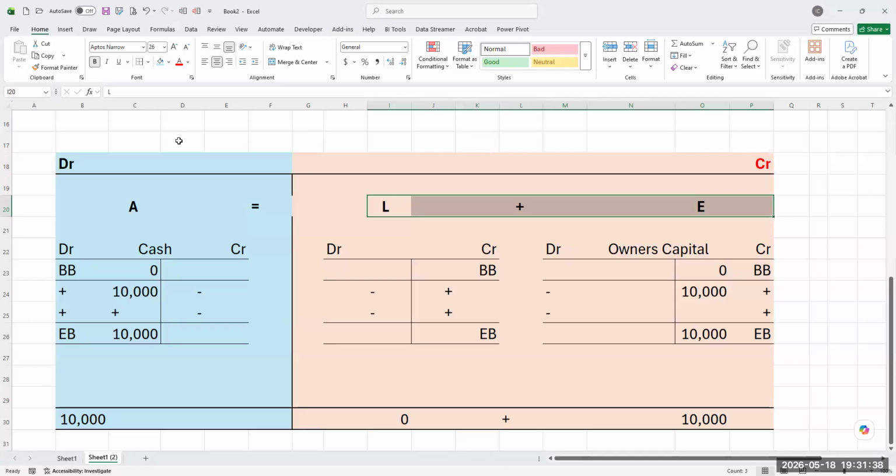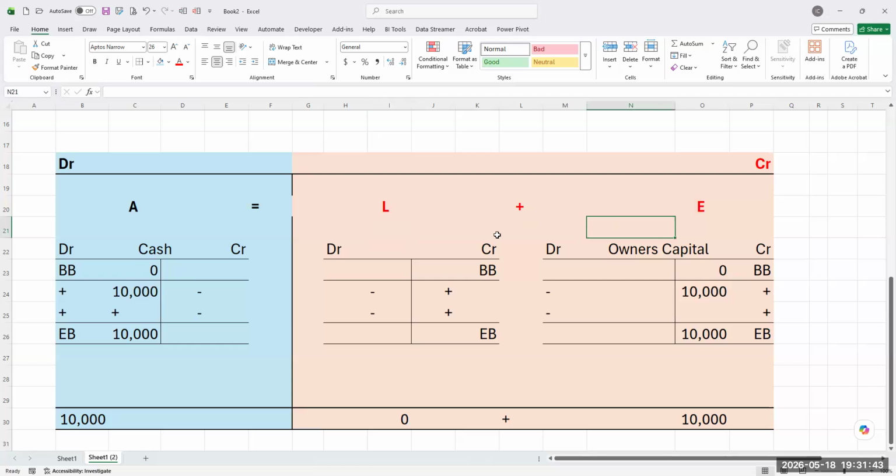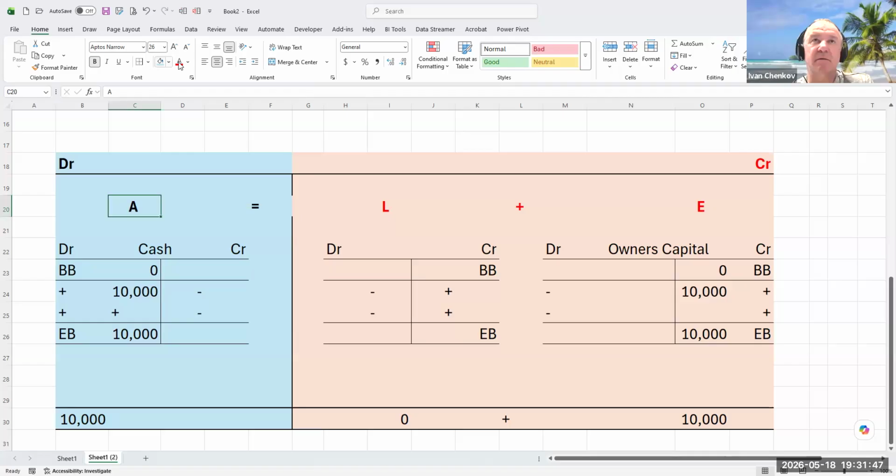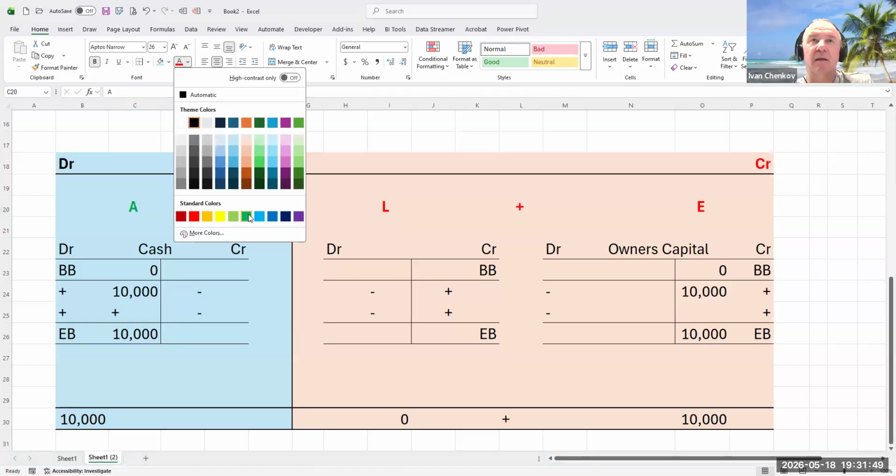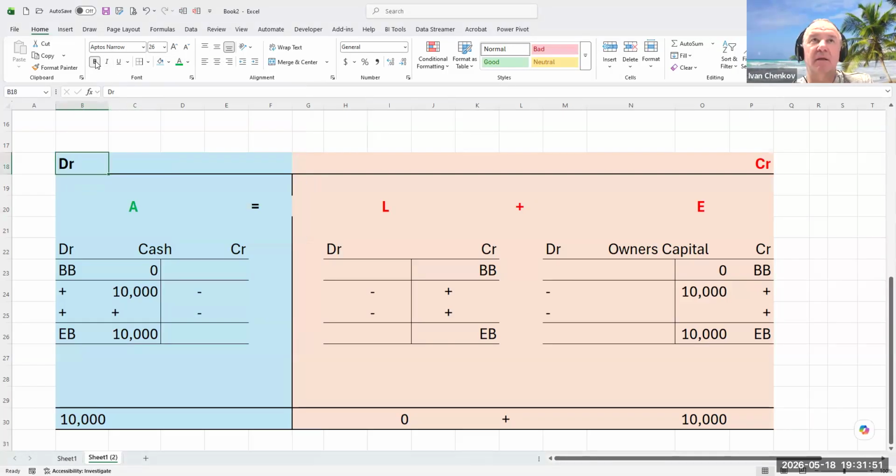Teacher? Yes. Can you explain that idea further? What do you mean when you say that asset normal balance is debit? Asset normal balance is debit, and liability and equity normal balance is always credit. It means asset is always going to increase on the debit side of the T account, and liability and equity are always going to increase on the credit side of the T account.